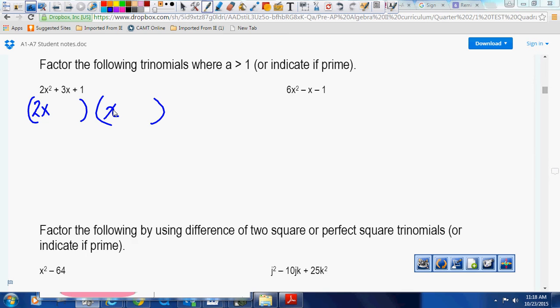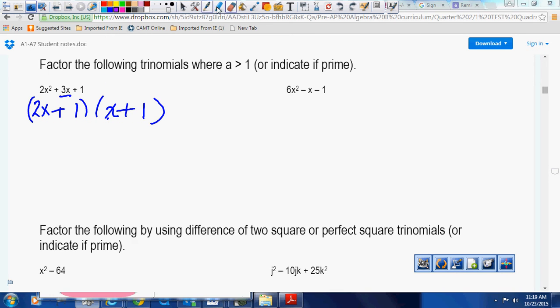Let's keep going. And I know the only thing that's going to give me a 1 is for me to have a 1 and a 1. But I know I'm going to have to test it to see if I can get this middle term. So remember, to test it, 1 times x is going to give me a 1x. 2x times 1 is going to give me a 2x. And when I add those together, I will indeed get a 3x. So I know that that's correct. So that would be my solution.